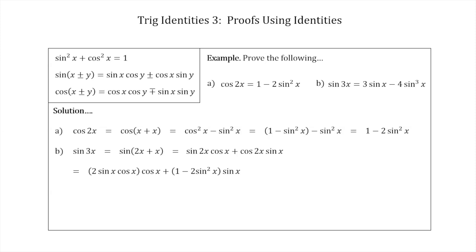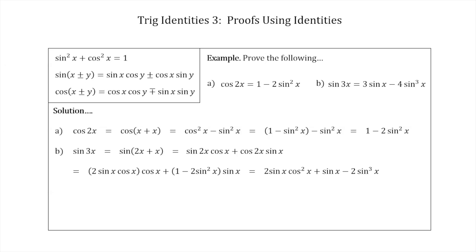So times the cos x by that bracket in the first term, 2 sine x cos x times cos x. And that just gives you 2 sine x cos squared x, because we have a cos x times a cos x. Times the sine x through the bracket in the second term, and you'll get 1 times sine x, which is sine x, and then you'll get minus 2 sine squared x times sine x, which is minus 2 sine cubed x. So you get plus sine x minus 2 sine cubed x. Okay, if you have a sine squared and you times it by sine, you get sine cubed. Just like if you have a squared and you times it by a, you get a cubed.